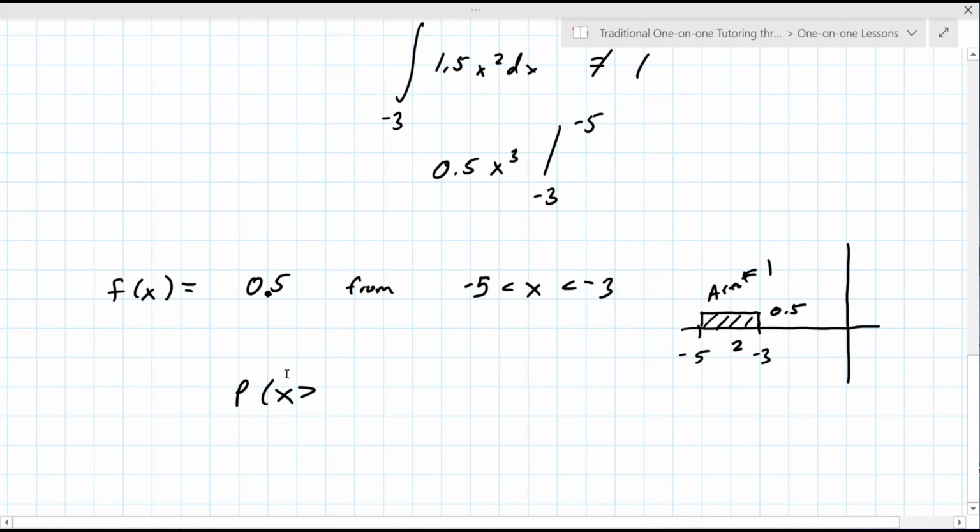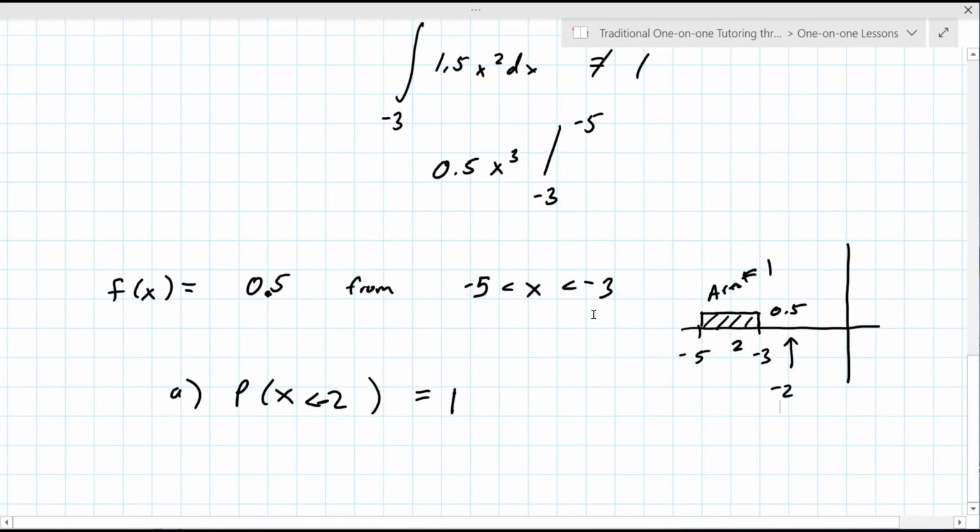So if part A on your exam was, like you just said, probability x less than -2, that equals 1, because -2 is over here and you want everything left of it. Okay, perfect. So the only thing you changed there was the f of x, because now it's 0.5 instead of 1.5 x squared. Yes.